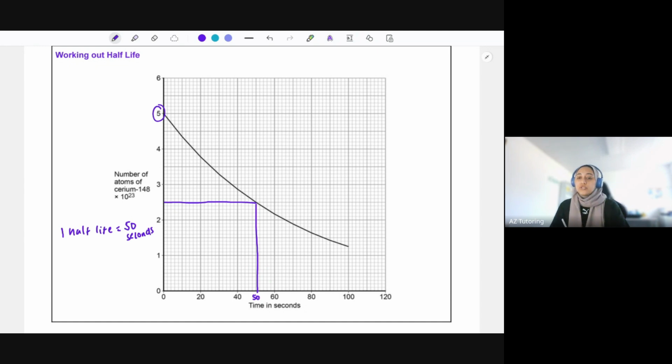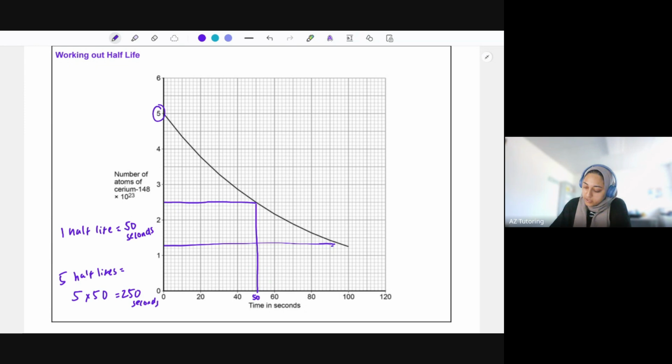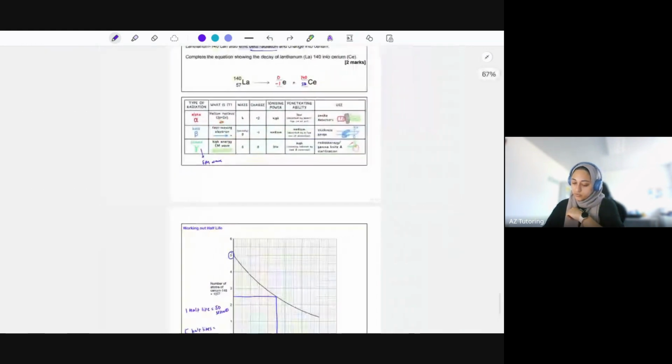So if you wanted to work out 2 half-lives, it would be 2 times 50, so 100 seconds. If I said, what's the value of 5 half-lives? You would just do 5 times 50, so 250 seconds. So once you work out 1 half-life, you can just keep timesing that up, essentially. So if I half 2.5, it would give me 1.25, roughly around here, and then you read off down again. But instead of doing that, you could just times this number by 2, and you'd know it'd be 100 seconds. So that's half-life as well.